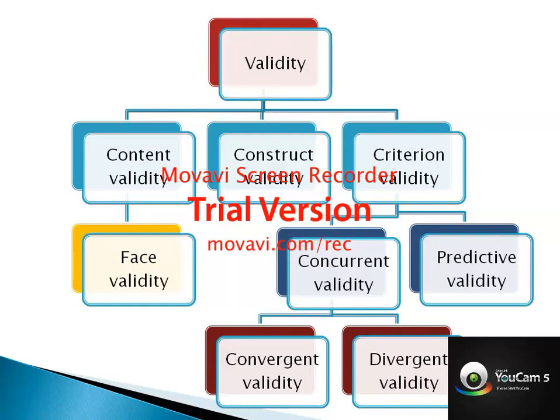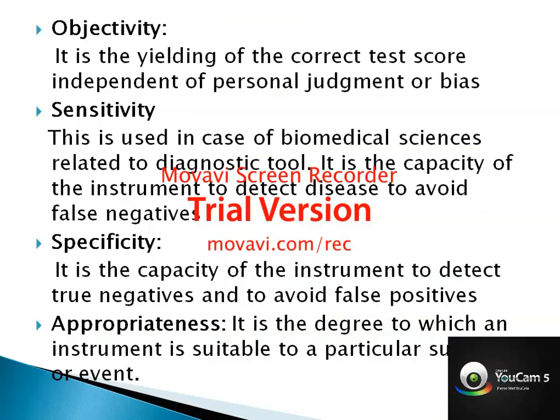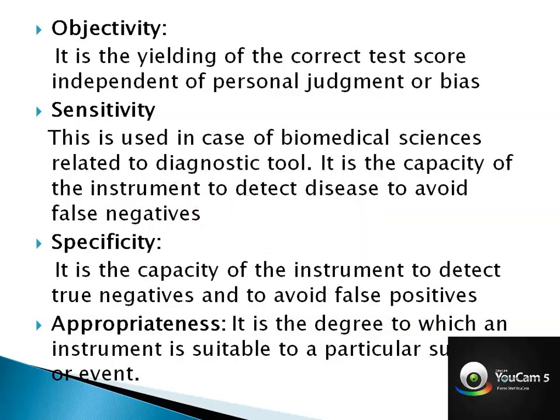Clear? So validity and reliability are very important. The other characteristics, objectivity, it is nothing but it should be without bias. Whatever data tool, when you apply it in the test, it should give unbiased results. Next one is sensitivity.